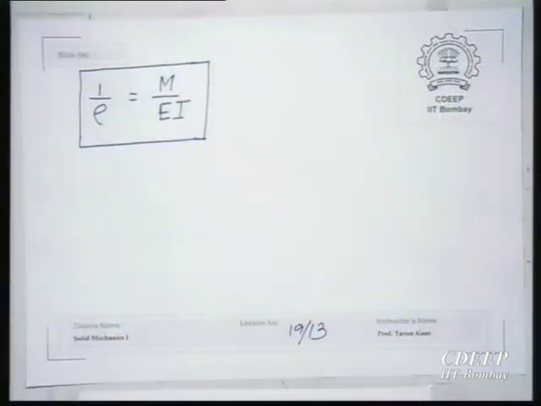Supposing I want to relate now, I have got 1 by rho equal to M by EI. If I know the external moment, I can find out the curvature at that cross section. But that is not my aim. I want to find out what stress is produced in a beam, what is the stress sigma x produced, and what is the strain produced. So, can I relate that please?